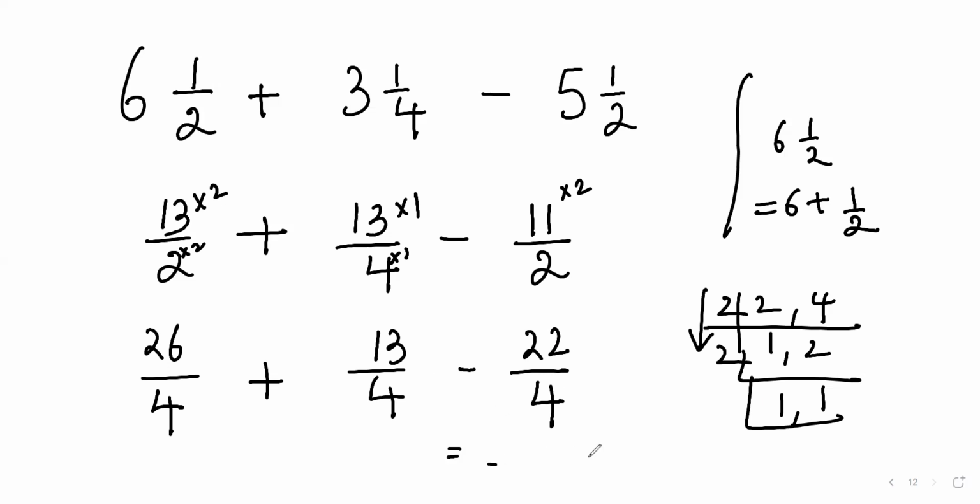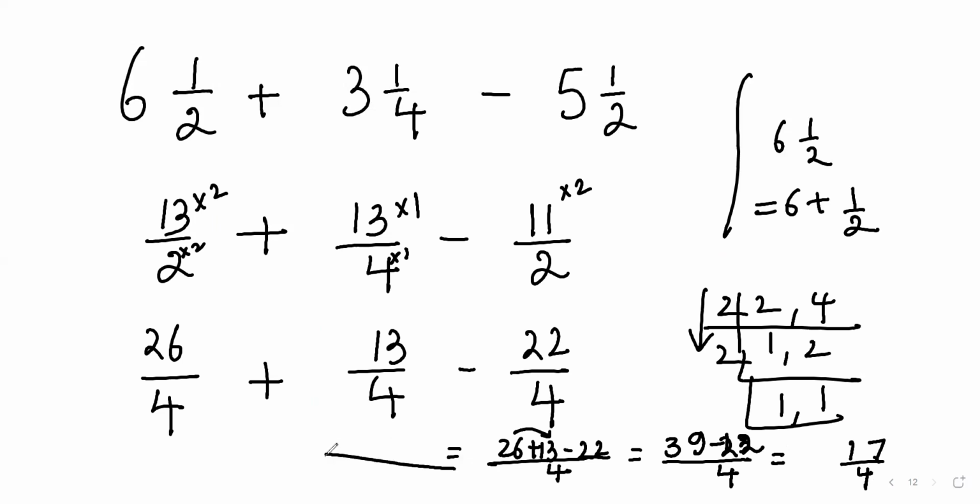So you can take the common 4. 26 plus 13 minus 22. You can apply BODMAS also. You'll be getting 17. Otherwise also, 26 plus 13, isn't it? 6, 7, 8, 9. 2 plus 1, 3. Okay. Minus 22. So first we have added these two, so we'll get 39 minus 22, 17 by 4.